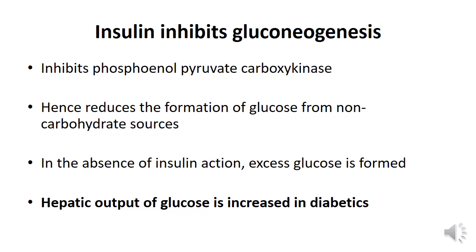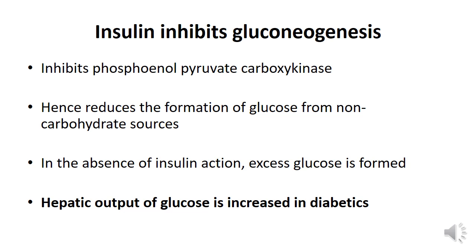Insulin interferes with gluconeogenesis. That means formation of glucose from non-carbohydrate sources. Non-carbohydrate sources can be amino acids, glycerol, and free fatty acids. So insulin interferes with gluconeogenesis because it inhibits the enzyme phosphoenol pyruvate carboxykinase. So in the absence of insulin, there is going to be increased formation of glucose from the non-carbohydrate sources.